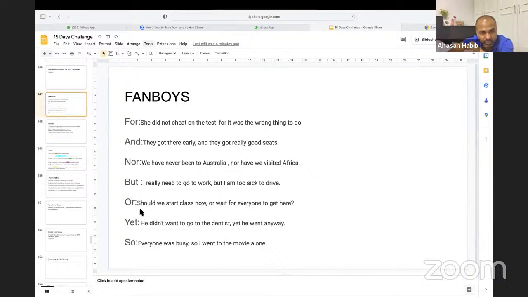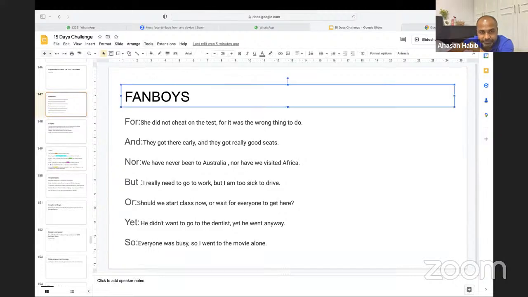Next one is or: should we start class now or wait for everyone to get here? Yet: he didn't want to go to the dentist, yet he went anyway. The last one is so: everyone was busy, so I went to the movie alone. Once you see these fanboys, that means it's a compound sentence. Now we're going to go a bit further so that you can understand.